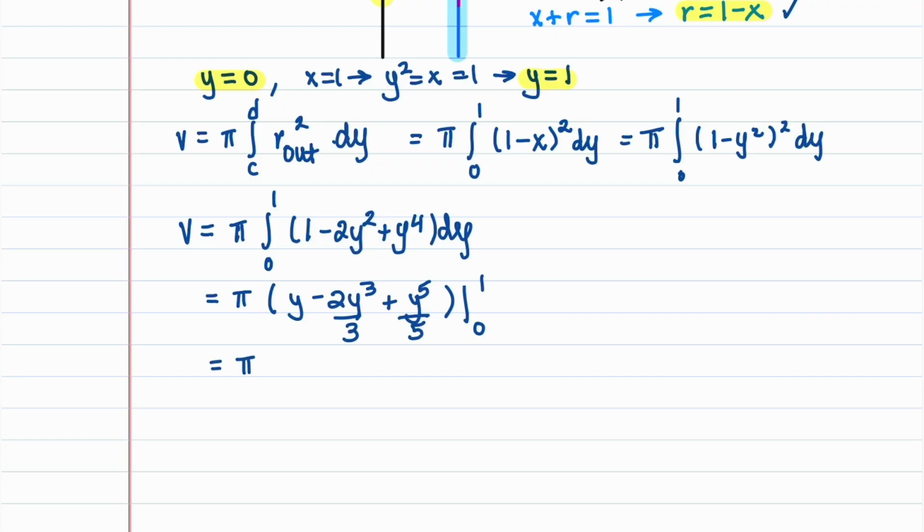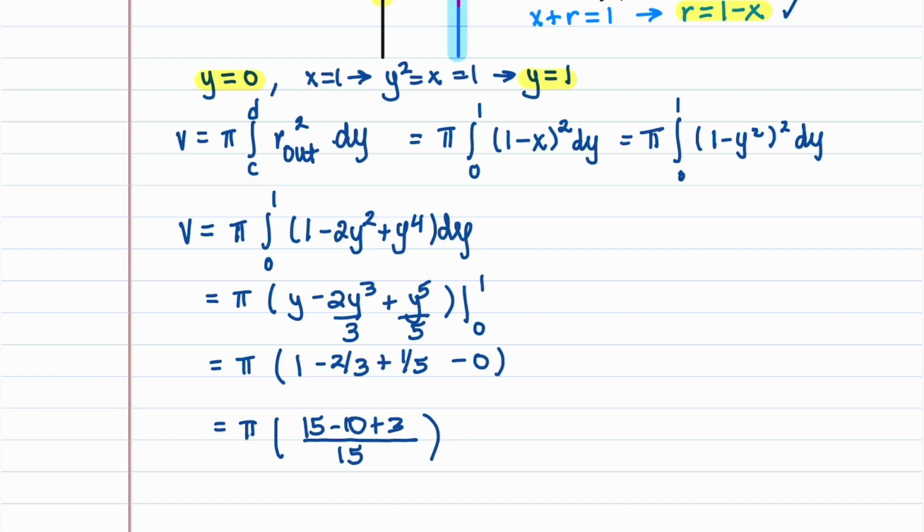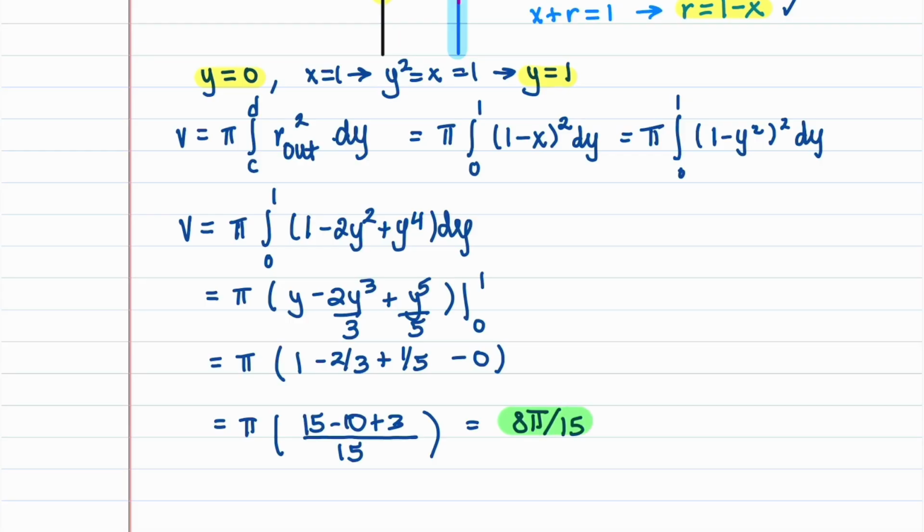We'll substitute in that y is 1, and we get 1 minus 2/3 plus 1/5, and then we subtract off 0. Looks like we need to get a common denominator of 15. So this is 15 minus 10 plus 3. That's 18 minus 10, so we get an answer of 8 pi divided by 15. And that's what our volume is equal to.